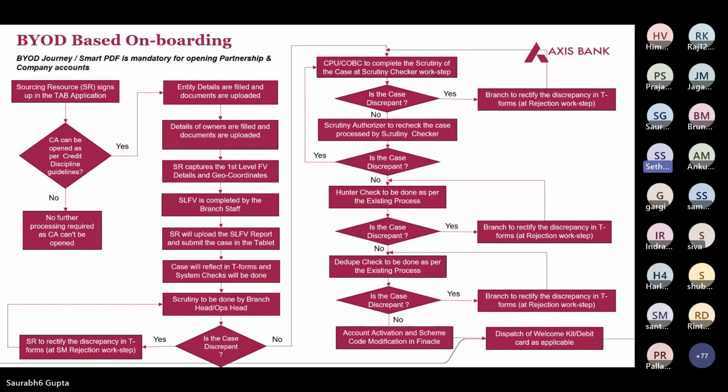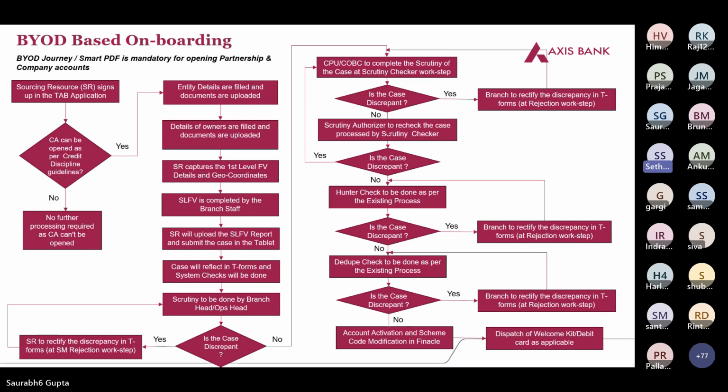After that, the sales resource will have to come back to or intimate the branch head or ops head to complete the second level field verification, where they will go to the communication address, verify the line of activity and all the details mentioned by the BD during the FLFV. After the SLFV is completed, the sales resource can take a picture of the SLFV report as well, and they can push this particular case into what we refer to as T-forms.